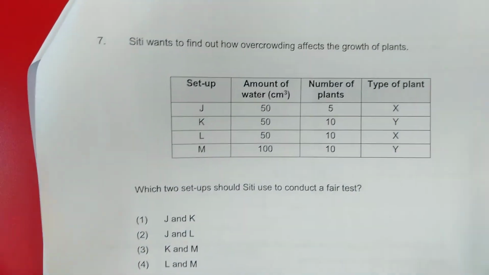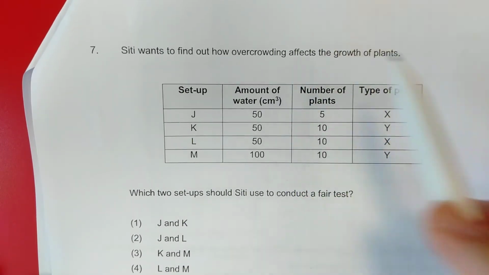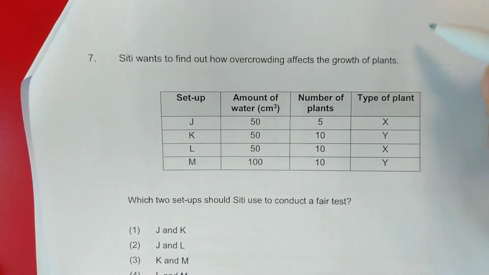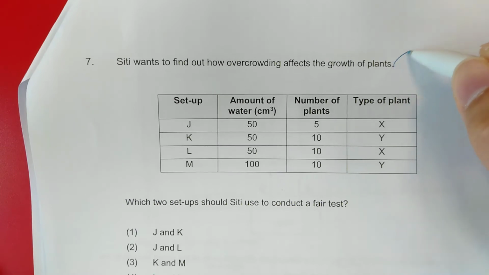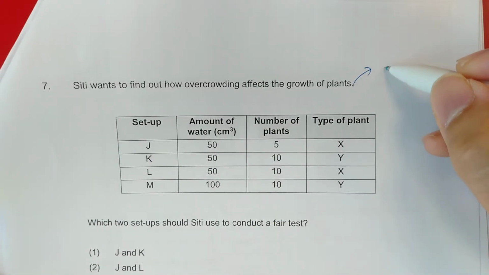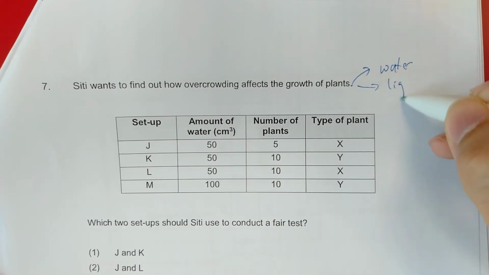Let's move to question 7. Now, CT wants to find out how overcrowding affects the growth of plants. So overcrowding will affect because the germinating seeds and the growing plants will be competing for 3 things. What are the 3 things they're competing for?